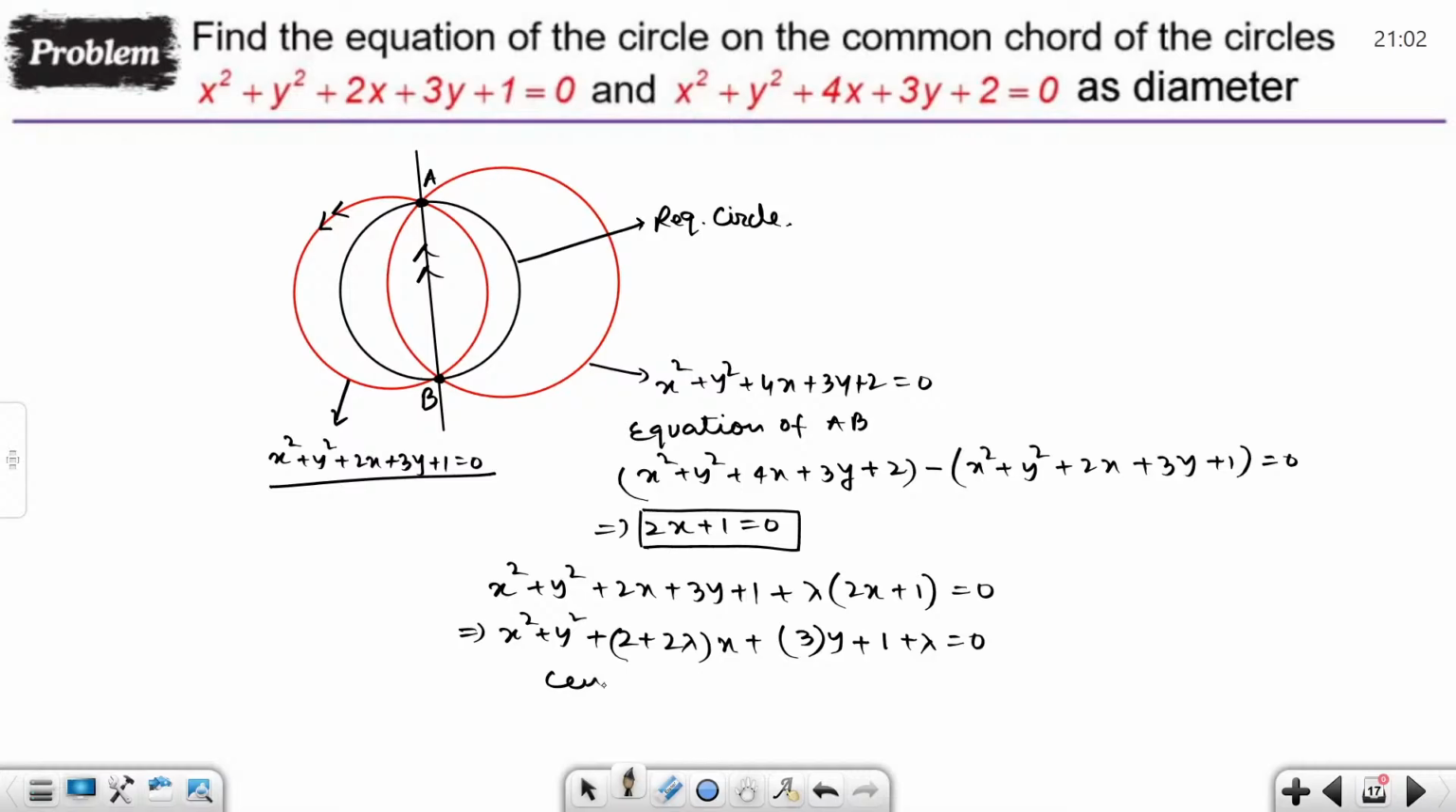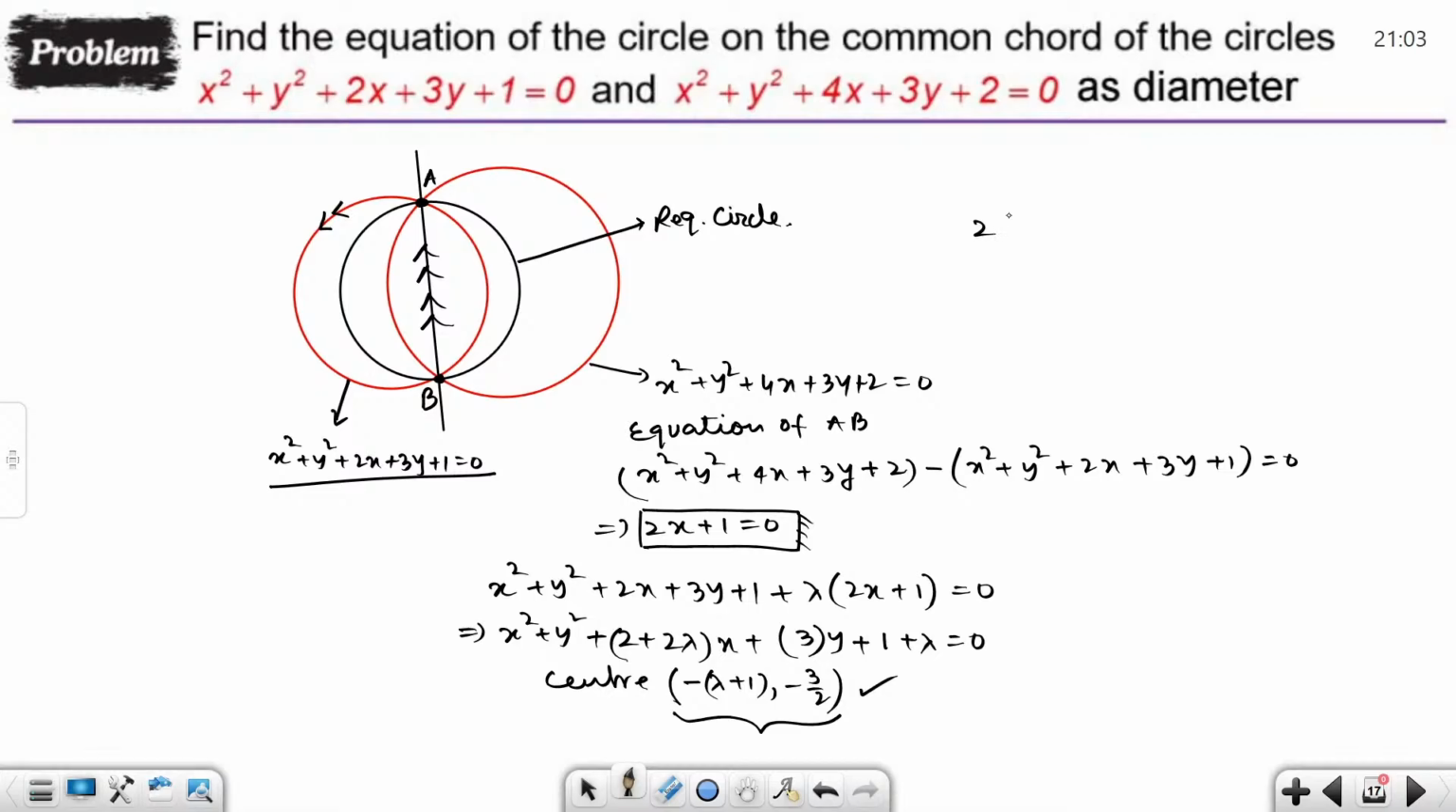so what is its center? Center is at, okay. Now, look at it very carefully. This center for our required circle must lie on this line AB, because AB is the diameter of our required circle. The equation of the common chord AB is 2x plus 1, and the center is this one. Hence, it must satisfy this equation.